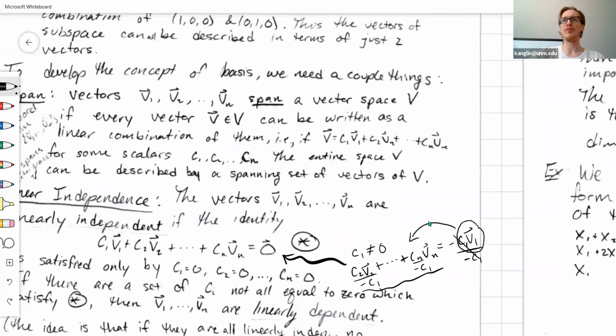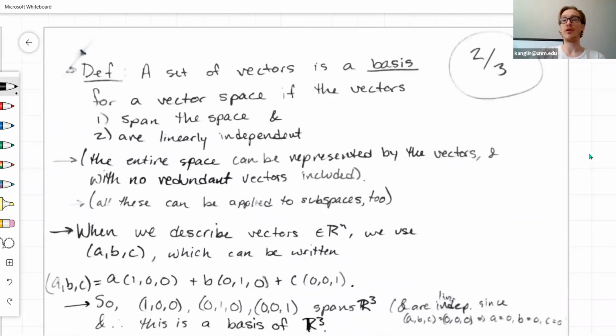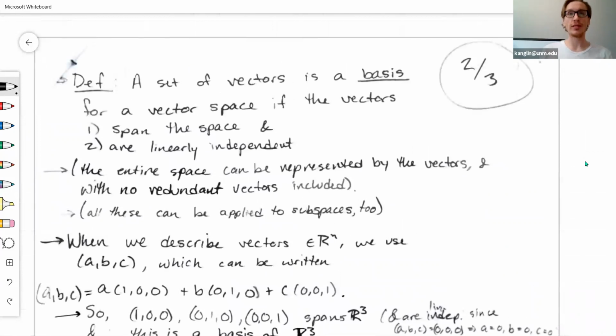Okay, let's move on to a definition of a basis now. We kind of danced around this, let's get to it. A set of vectors is a basis for a vector space if the vectors 1, span the space, and 2, are linearly independent. Right, so we want to be able to cover the whole space with these vectors. That's what it means to be able to span the space.